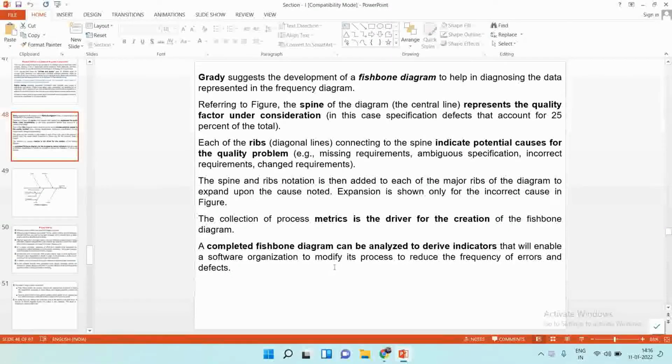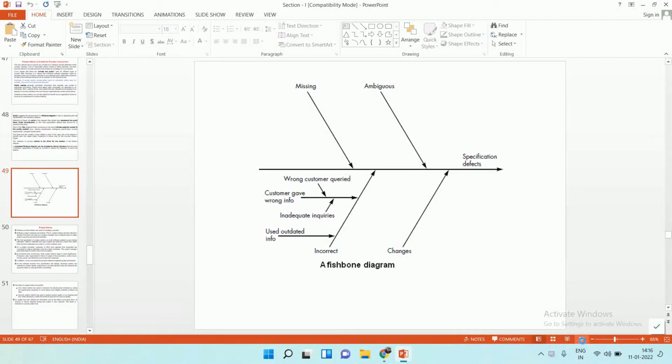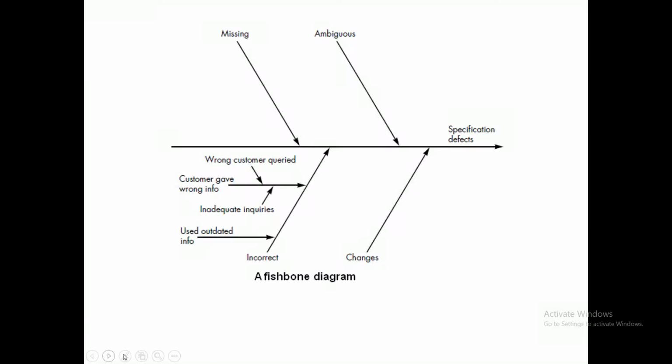Fishbone diagram. So this is how your fishbone diagram looks. This is the central spine, and this arrow indicates the ribs. Basically this diagram looks like a fishbone. That's why the name is given as a fishbone diagram.